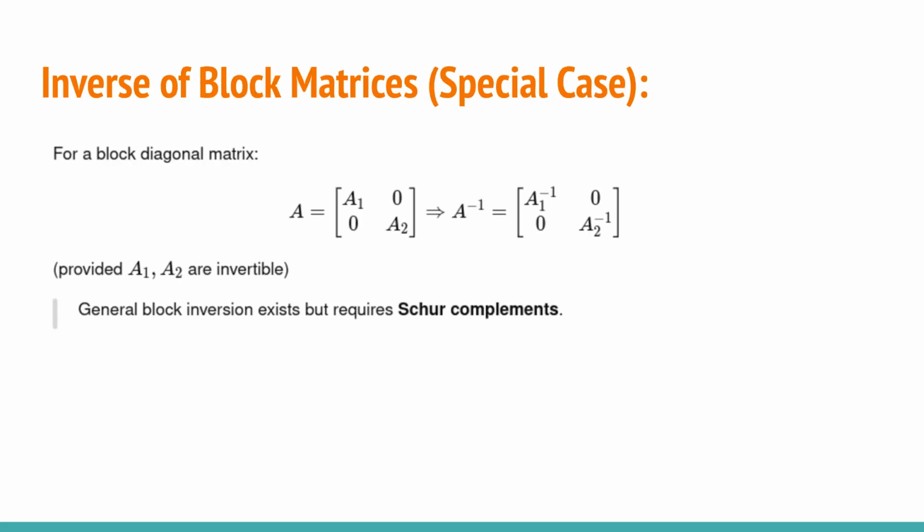The inverse of block matrices has a special case for a block diagonal matrix, where the inverse is found by inverting each diagonal block. General block inversion requires Schur complements.